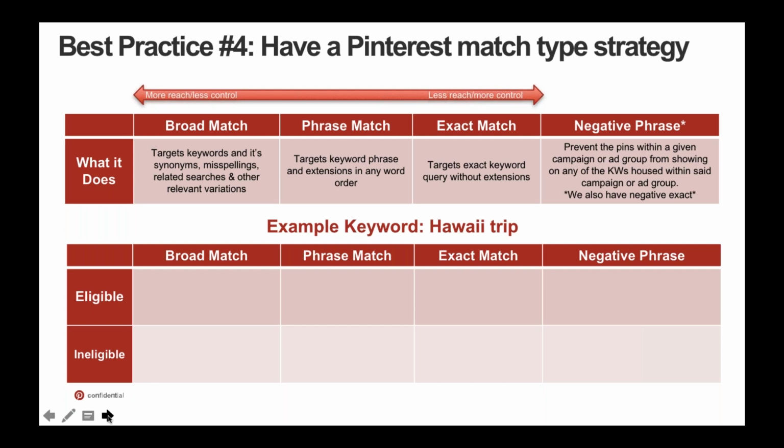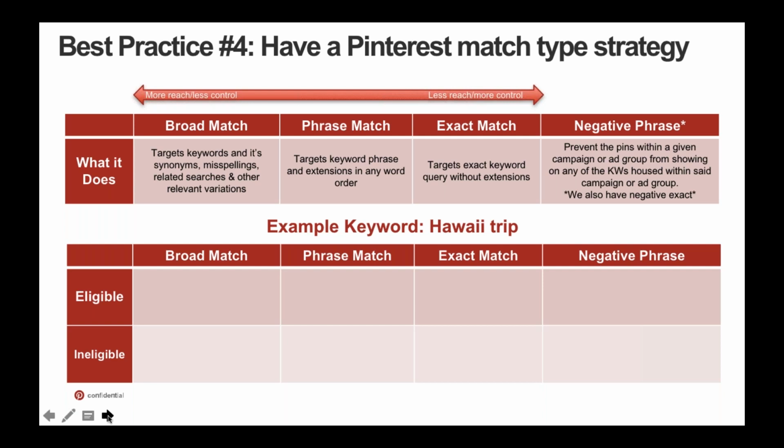Because of the more control, you're obviously giving away some of the volume there. There is significantly less volume on exact match, for example, than phrase match, and significantly less volume on phrase match than broad match. But typically you see increased performance as a trade-off. We recommend a strategy that actually incorporates all three match types.